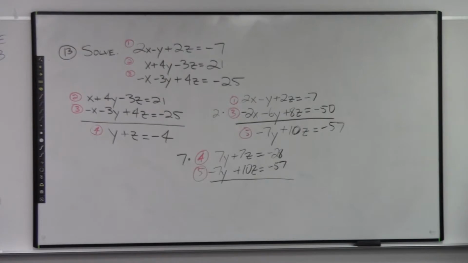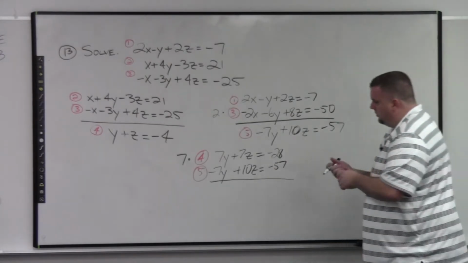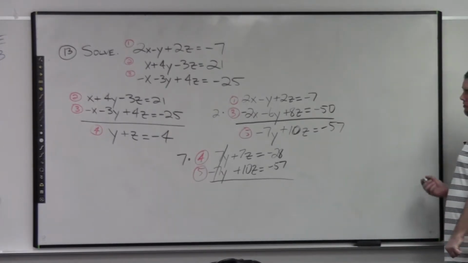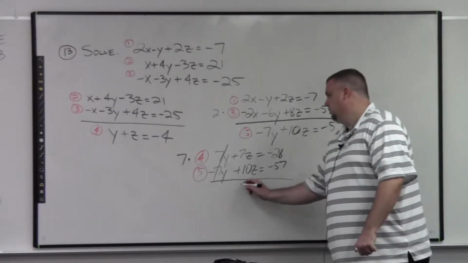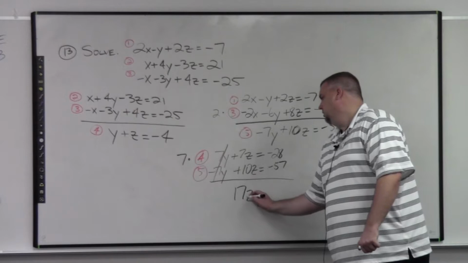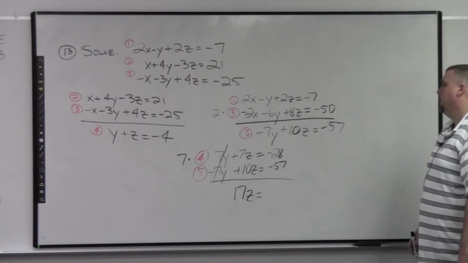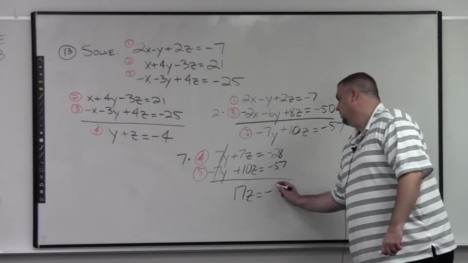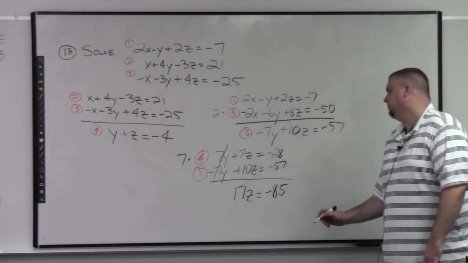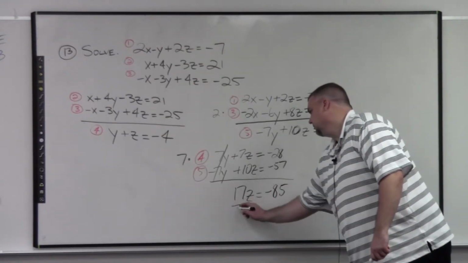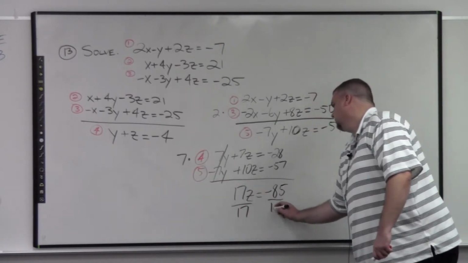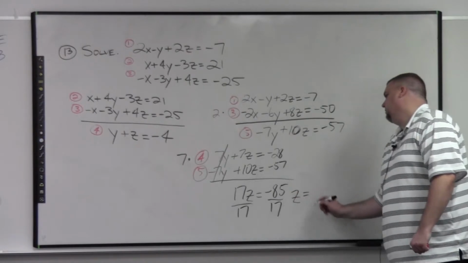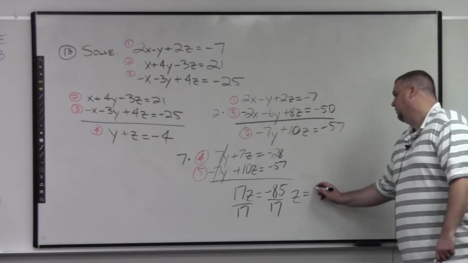What happens to the y's? They cancel. What's 7z plus 10z? Negative 28 and negative 57? Negative 85? So if I divide both sides by 17, positive or negative?